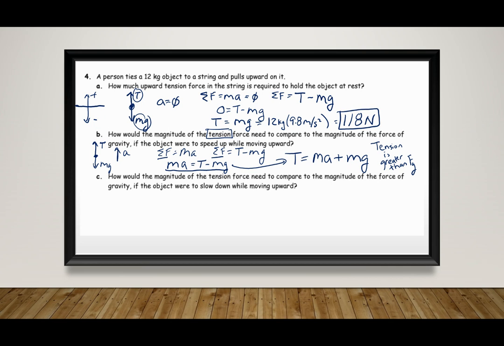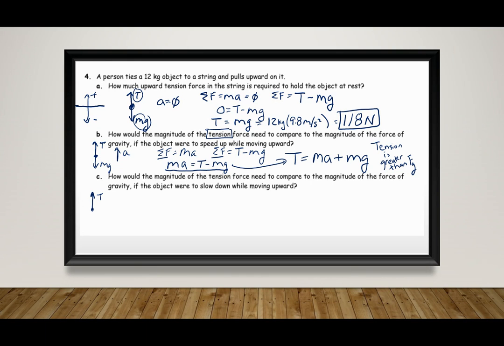Okay? Now, how would the magnitude of the tension need to compare to the magnitude of the force of gravity if the object were to slow down while moving upward? So if it's slowing down, the velocity is up, but remember, if it's slowing down, acceleration is in the opposite direction.